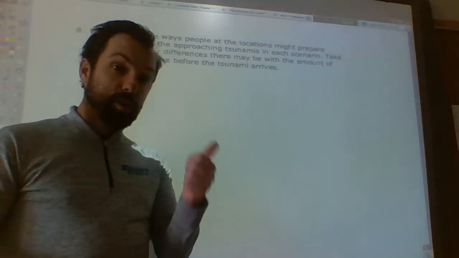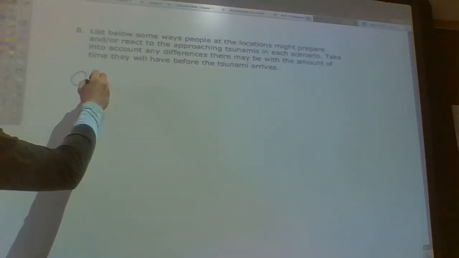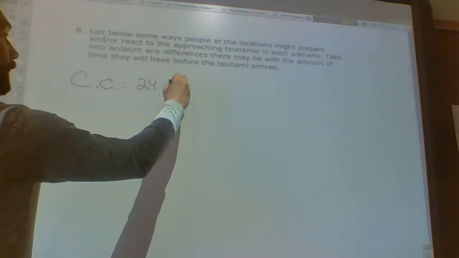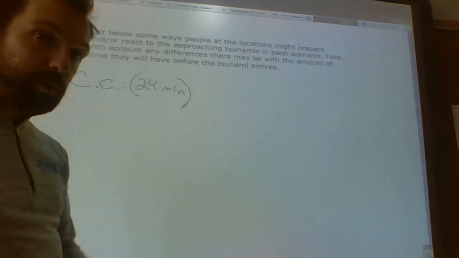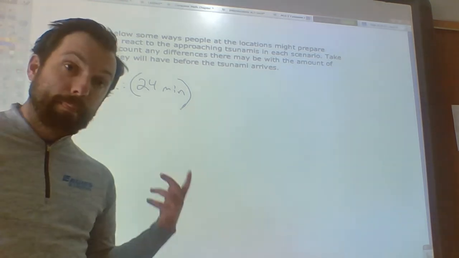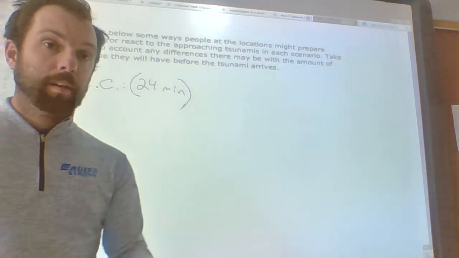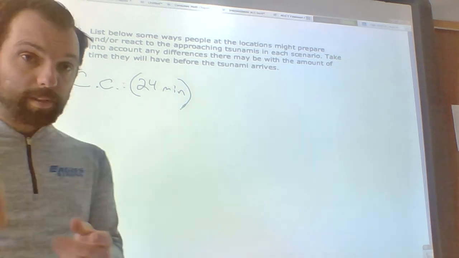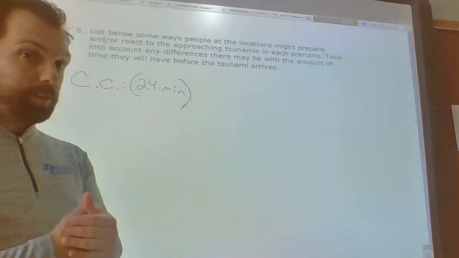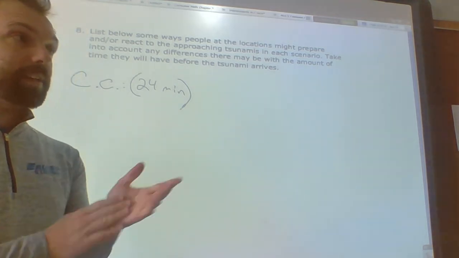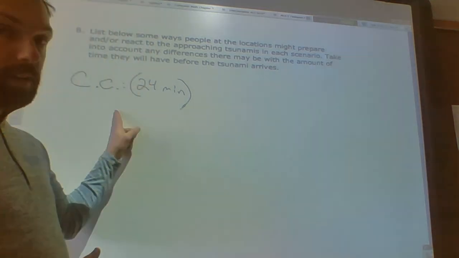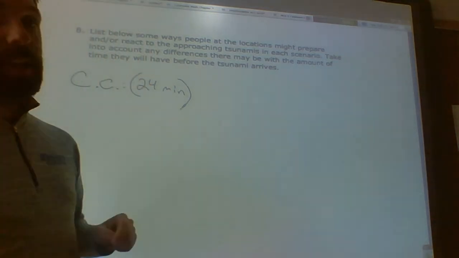For example, Crescent City, abbreviated CC, 24 minutes from the time the earthquake occurs till the time it hits the coast at that point. What do those people have time to do? How long would it take for them to get the warning? So this is like the application part here. An earthquake occurs at that point, Cascadia subduction zone. In 24 minutes, it's going to hit the shore in Crescent City. What do people who live there have time to do?